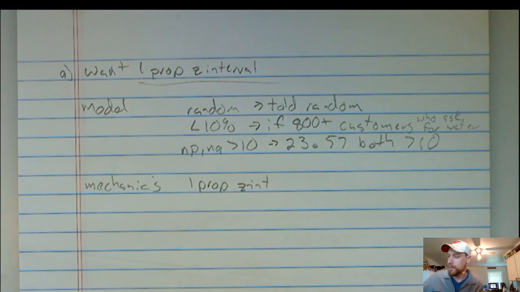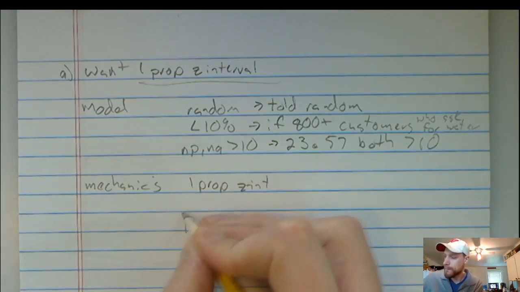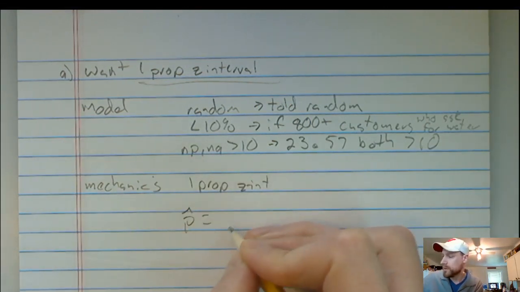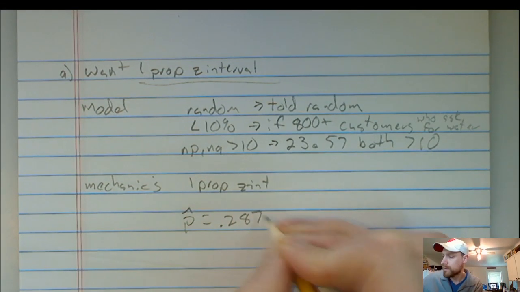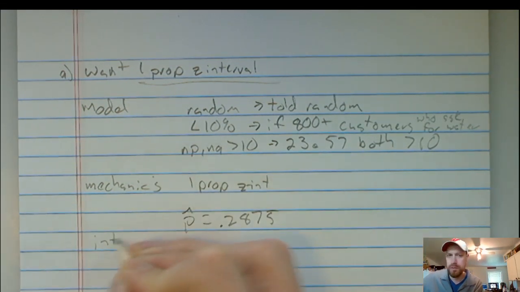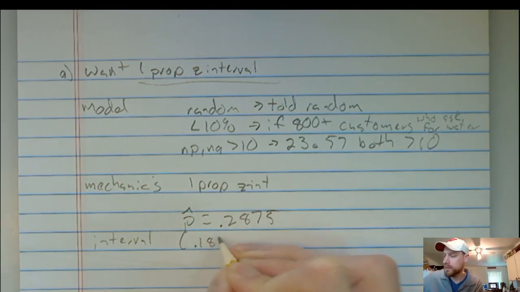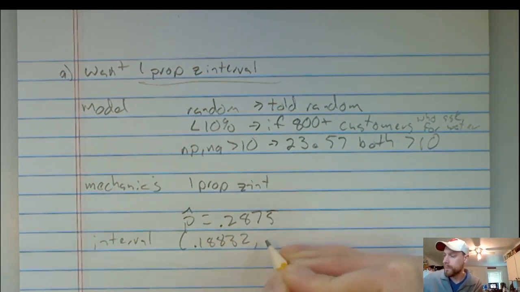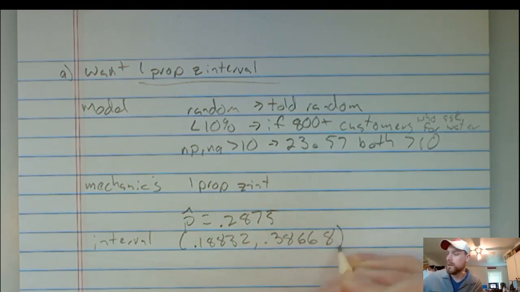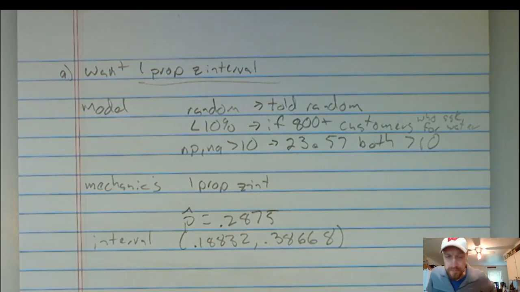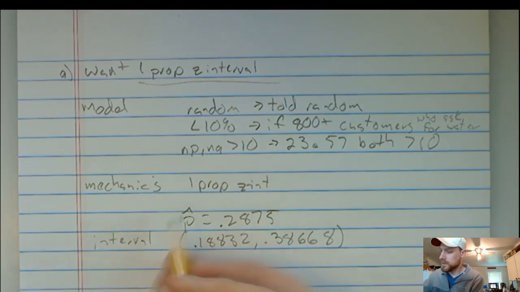So we've got a p hat of 0.2875, and the interval is 0.1882 to 0.38668. So that is our interval. The only thing left is our conclusion.